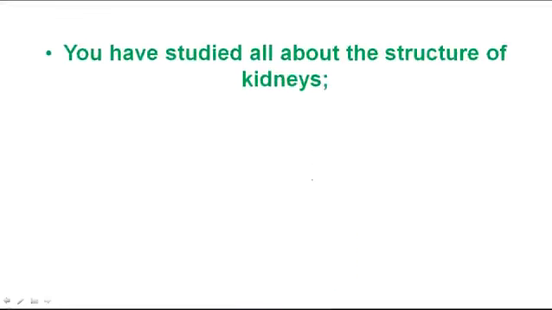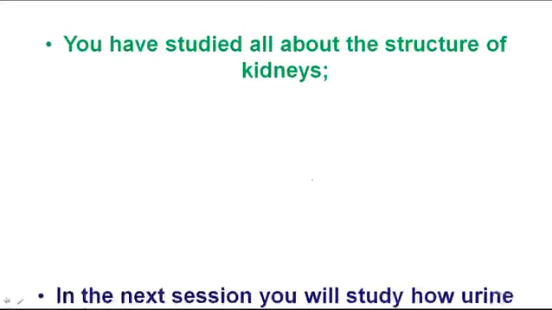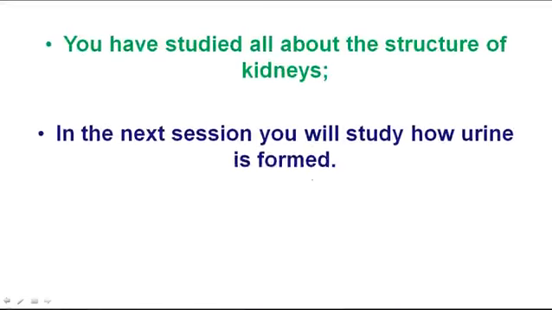So you have studied all about the structure of kidneys, how the urine is collected into urinary bladder and how the urine is discharged. In the next session, I shall discuss how urine is formed, how the blood plasma is filtered and converted into a highly condensed urine.